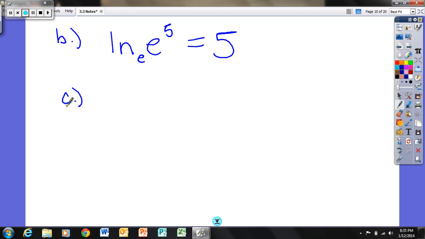Letter C is also a special case, similar to the base 10 again. If I have e raised to the ln 4, just like I said in the last couple of slides, we know there's an e there, so if I have a base up here and it's raised to the same base, your answer is just going to be 4.